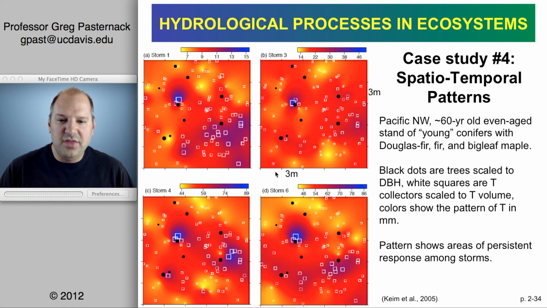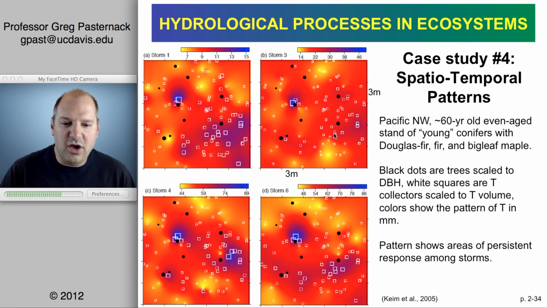In this case, the black dots are trees, not to scale, but scaled relative to the size of each other. These are 3 meter by 3 meter. I think this is 3 meters between the hatches. So it's like 3, 6, 9, 12, 15 meters by 15 meters square plot. The white squares are throughfall collectors, and the sides of the squares are proportional to the throughfall. So like in this event here, you can see that there's more throughfall at these individual gauges compared to this other storm.